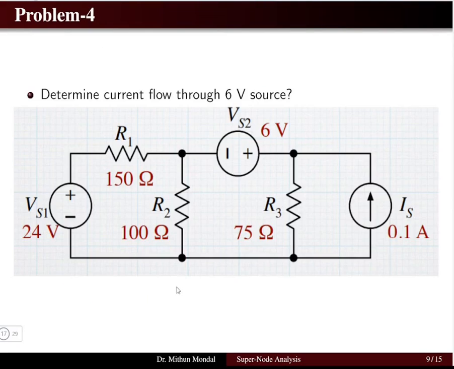Let us see problem fourth. Determine the current that flows through the 6-volt source. We can see that the 6-volt source, which is VS2, is between the two nodes V1 and V2.